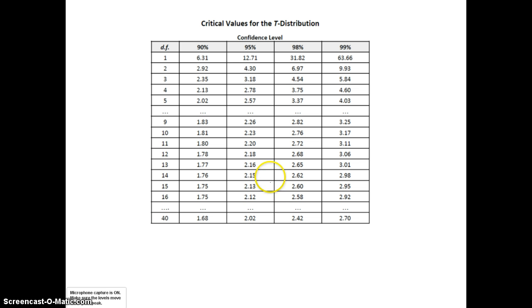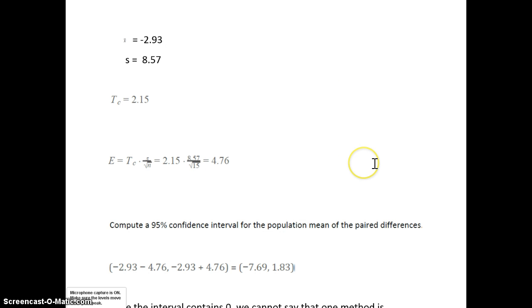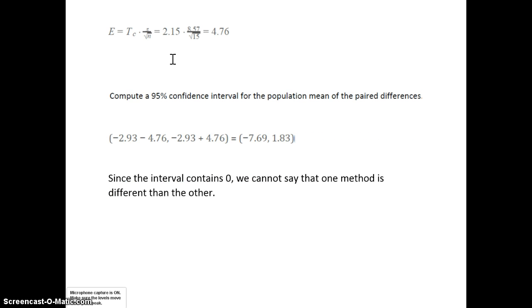Okay, next, if we wanted to construct a 95% confidence interval for this data, since we have 15 children, 15 sets of data, the degrees of freedom is 14. The confidence level is 95%, so our T critical value would be 2.15. The margin of error is the T critical value, 2.15, times S, 8.57, over the square root of n, 15, which is 4.76.